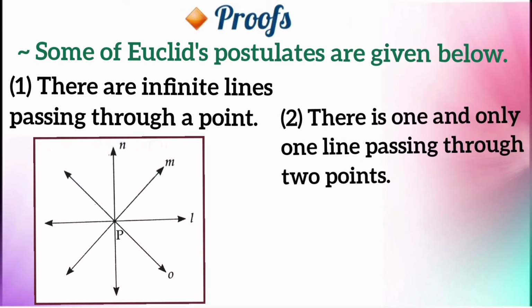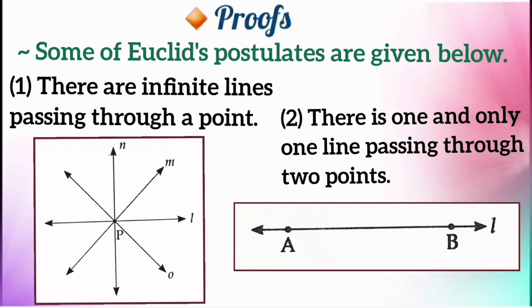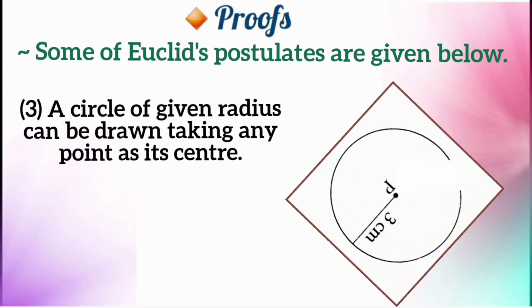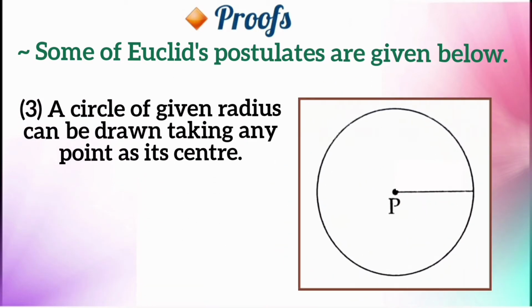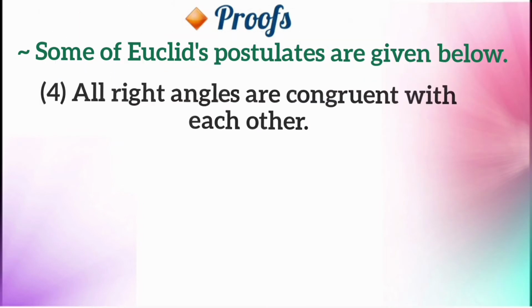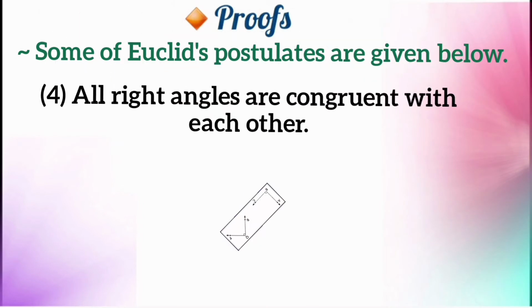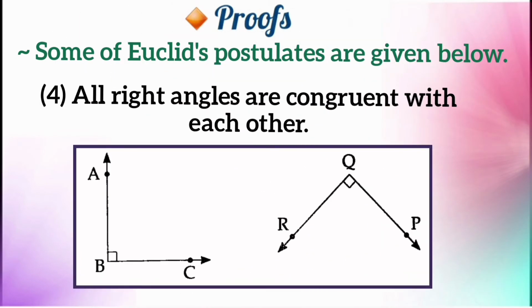The second one is: there is one and only one line passing through 2 points. This also we know, if there are 2 points, then we can only draw a single line which will pass through both of those points. Next one is: a circle of given radius can be drawn taking any point as its center. So if we know the radius of a circle, then we can take any point as its center. The fourth one is: all right angles are congruent with each other. All the angles having 90 degrees are called right angles, and as all right angles measure equal, they will be congruent to each other.